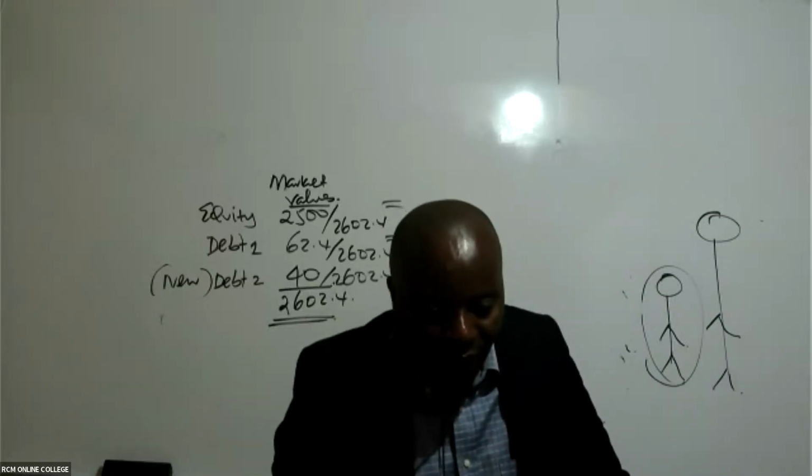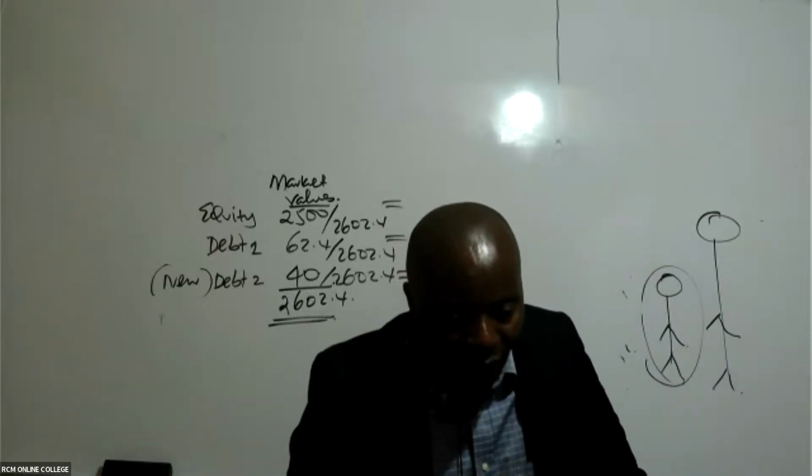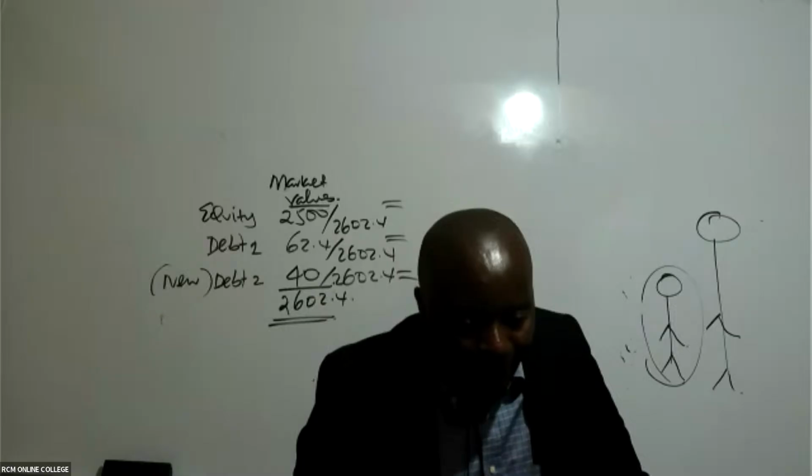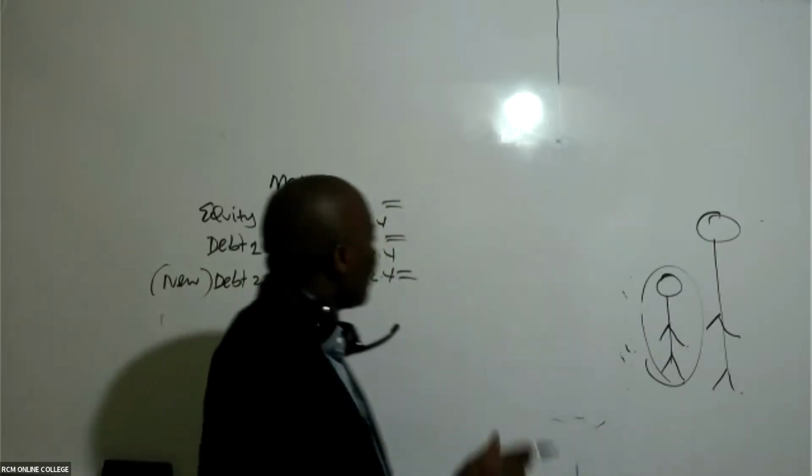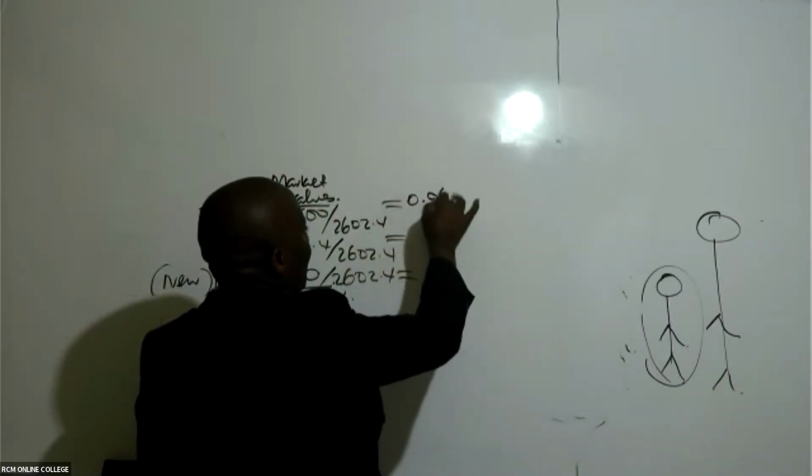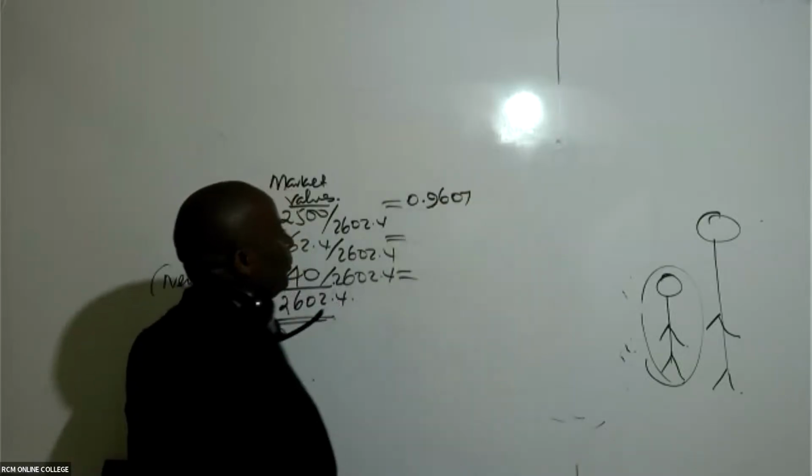Well, it's only Catherine who is giving me answers now. I don't know why. 0.9607, the first one is 0.9607.